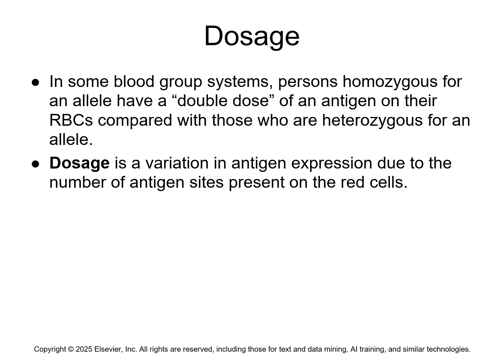So for an example, if a patient has a double dose or is homozygous for big C, which is part of the Rh system, then they will have double the amount, roughly, of big C antigen on their red blood cells than someone who is big C little c. Dosage is a variation in antigenic expression due to the number of antigen sites present on the red blood cells.